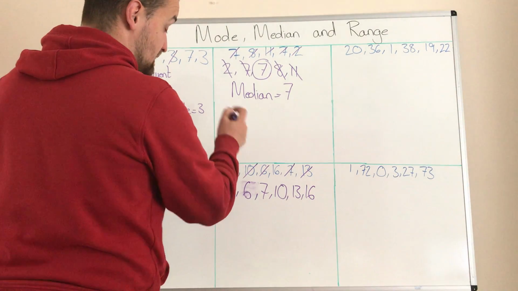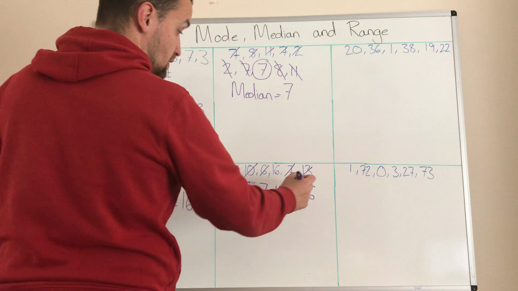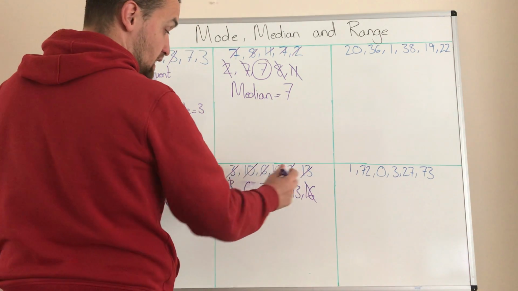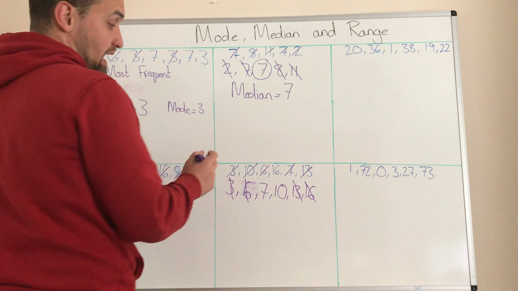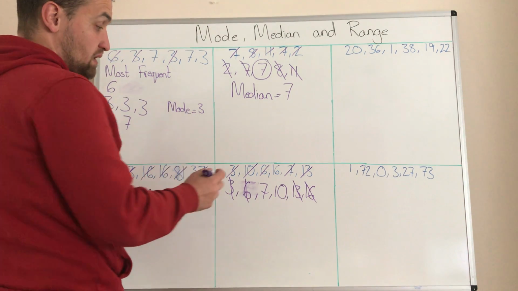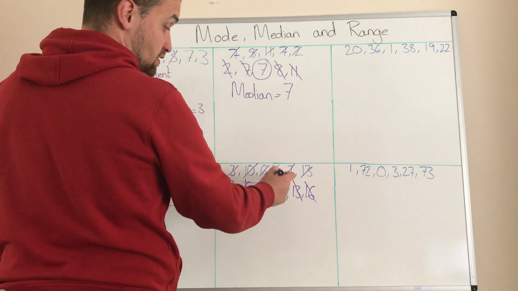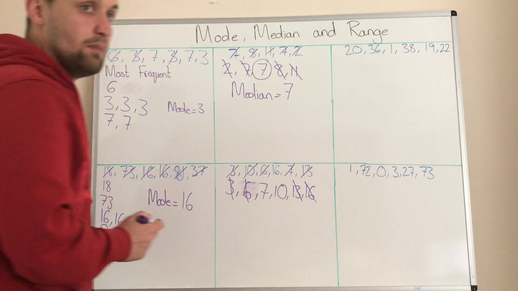Again, we then start crossing off. So we've got 3 and then 16. That's our smallest and our largest number. 6 and 13. Now, we're left with a bit of a problem here because if we cross that one off, we have to cross that one off and we're left with no numbers.